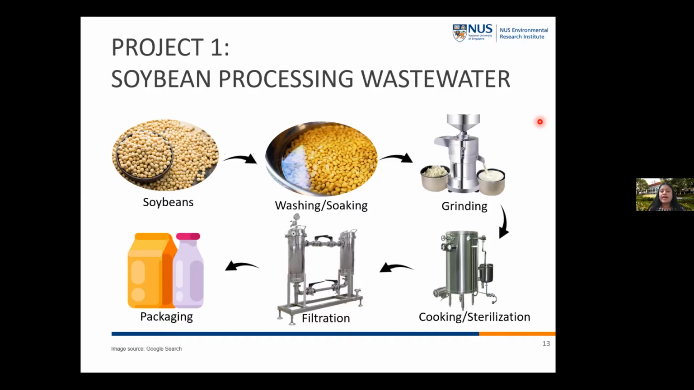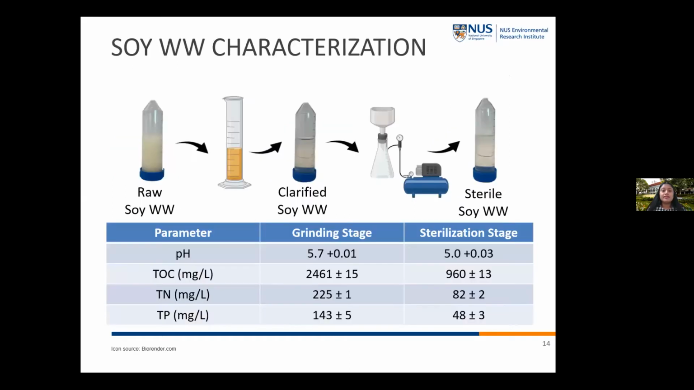So at every step, there are different sources of wastewater. For this study, we collected wastewater from the grinding stage and also from the sterilization stage. We brought this wastewater back to our lab, and this is how it looks. It's milky since it's coming from a soy milk factory. We allowed it to sediment overnight, and after sedimentation, we got a much clarified soy wastewater.